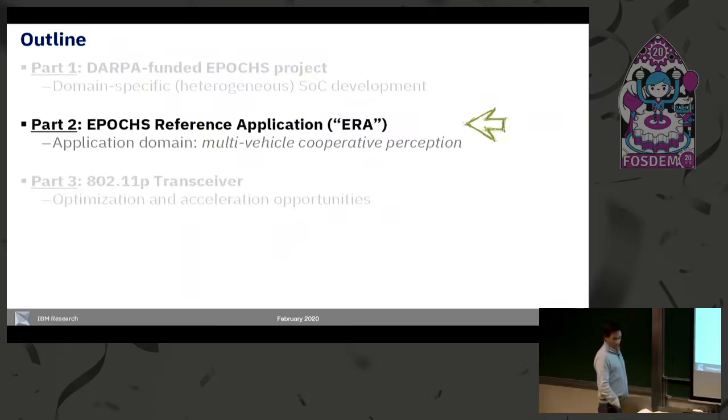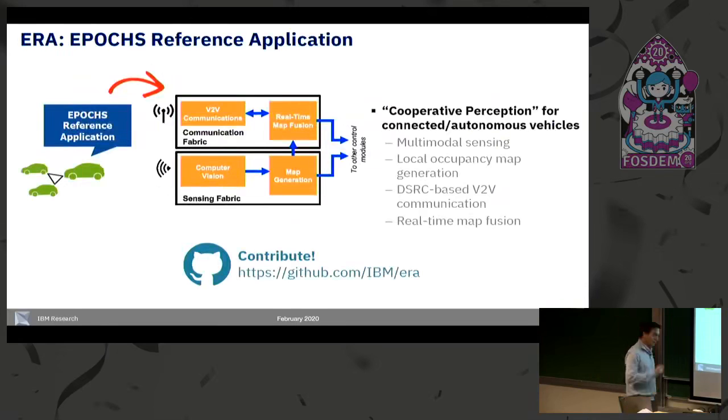So let's go into the interesting part, the Epochs Reference Application, or ERA. ERA is an open source application available in GitHub that basically implements this idea of cooperative perception in connected autonomous cars. And there are two important parts in ERA. One is the communication fabric, and the other is the sensing fabric. The communication fabric, as you can imagine, is all about communication, in this case between vehicles, vehicle-to-vehicle communication, V2V, using DSRC, a new-ray implementation of the 802.11p protocol. That is the top box in this diagram.